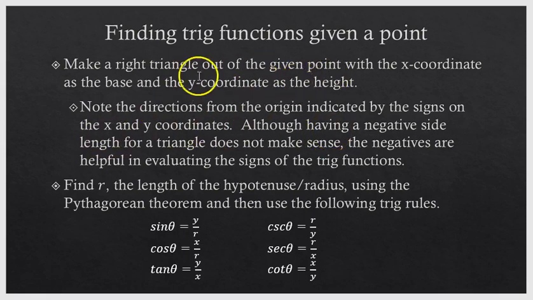Since we'll have the base and the height of the triangle, you should be able to find the r value, which is either the hypotenuse or the radius, depending on whether you're thinking of this as a circle passing through the point or the triangle hitting the point. So we call that value r for the length of the hypotenuse or radius. And then if you find that using the Pythagorean theorem, you should be able to just plug in your x and y coordinates and your radius value to evaluate any of the 6 trig functions that they might ask you for.